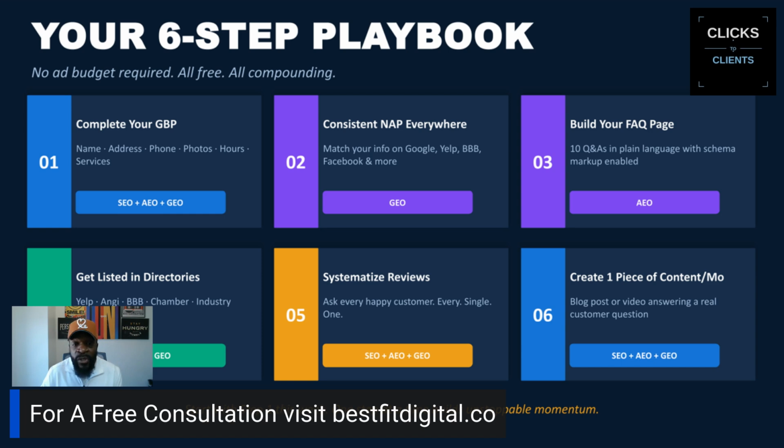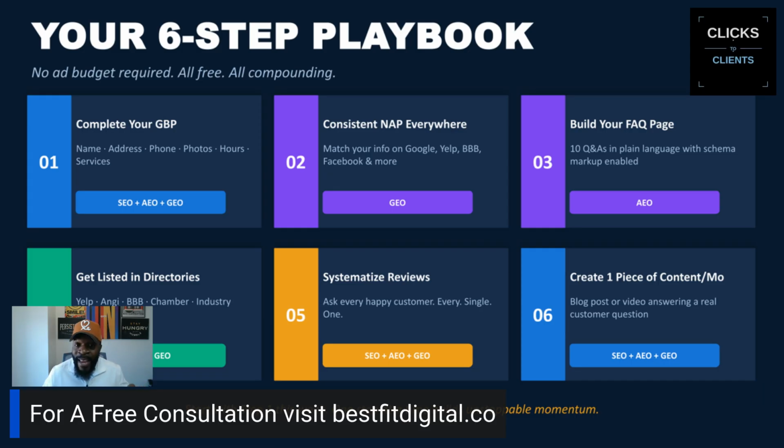Step 2, make sure your business name, address, and phone number are all consistent everywhere. Google, Yelp, Facebook, they all have to be consistent. Everything. All of it needs to match exactly. Inconsistencies will confuse both Google and AI tools and ultimately hurt your visibility.